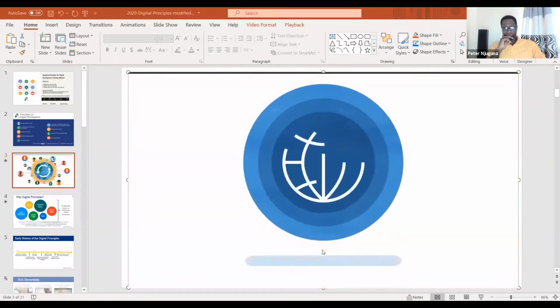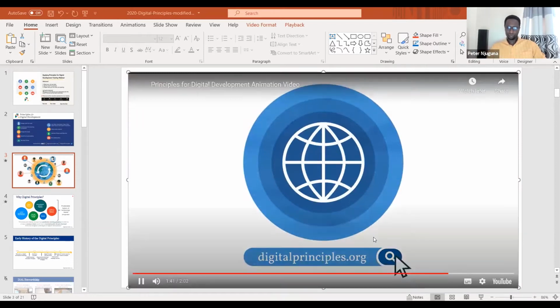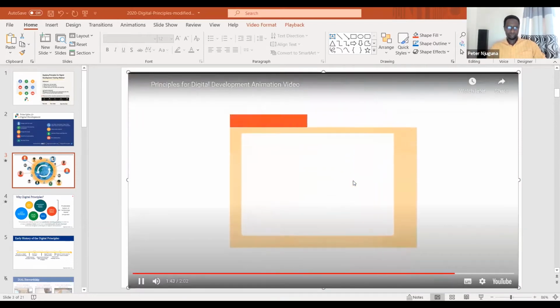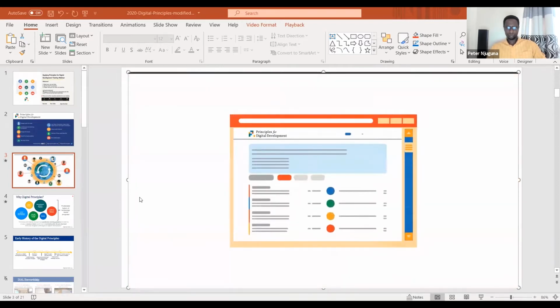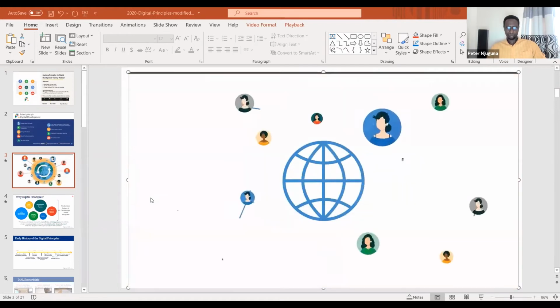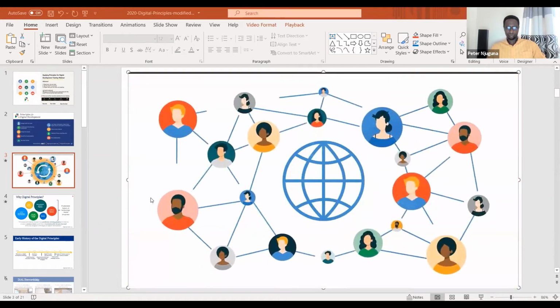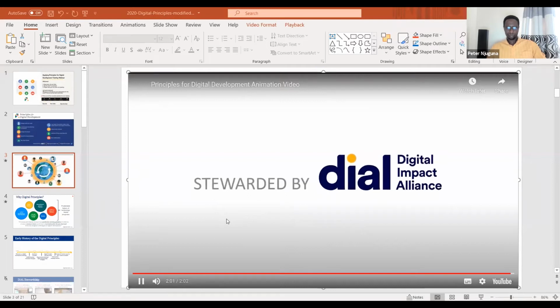To learn more about each of them, visit digitalprinciples.org. You will also be able to access resources, ask questions on the Digital Principles Forum, and even become an endorser. Join an inclusive global community of digital change makers. Practice, endorse, engage. Stewarded by the Digital Impact Alliance.